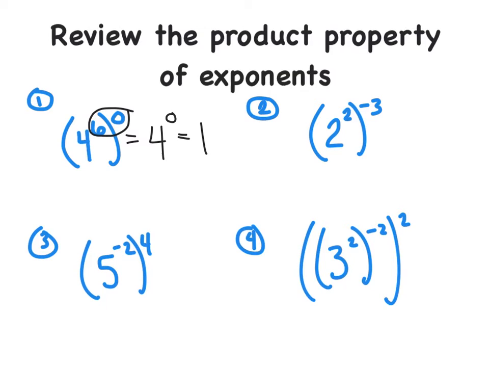Example 2. 2 squared to the -3rd. Again, power to a power, that's the product property, which says this is equivalent to 2 to the -6th. Now, we typically don't like to leave negative exponents there, and we move them to the bottom, and we talked about that in our previous video. So I'm going to rewrite this as 1 over 2 to the 6th. And then we could even go one step further and say, okay, what is 2 to the 6th? Well, that's really just 2 times 2 times 2 times 2 times 2 times 2. So I would say that's 1 over 64.